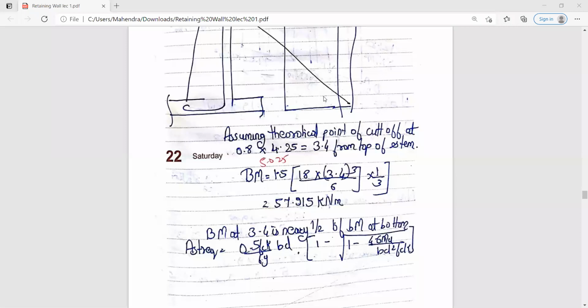Okay, all of you have completed up till here. Now you need to do the calculations for the toe slab.